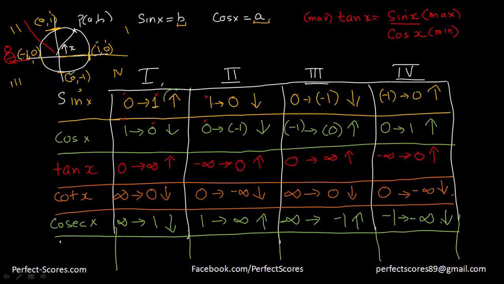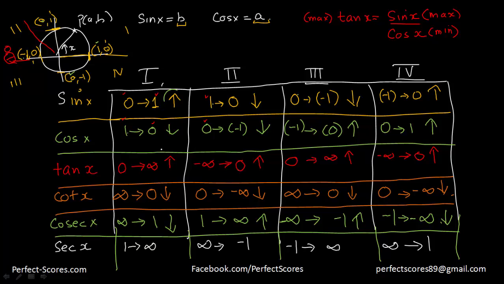In secant of x, which is the reciprocal of cosine of x, if this is 1, this is going to be 1. And if this is 0, this is going to be infinity. From 1, this is going to be minus 1. And if this is minus 1, this is going to be negative 1. If this is 0, this is going to be infinity. This is 1, this is going to be 1.